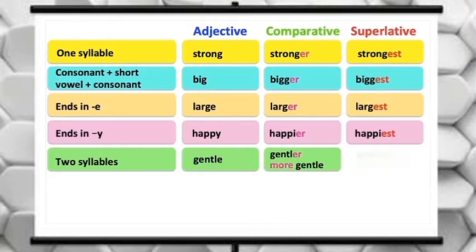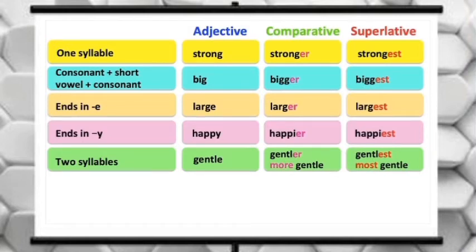When forming the superlative adjective, we can put the word most before the adjective. However, in some cases, we can just add the ending est. For example, gentle becomes gentlest or most gentle. This may sound confusing, however, if you're unsure of which form to use, the safer option is just to add more or most before the adjective.